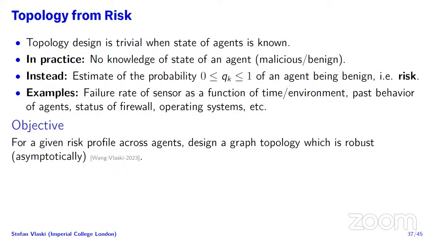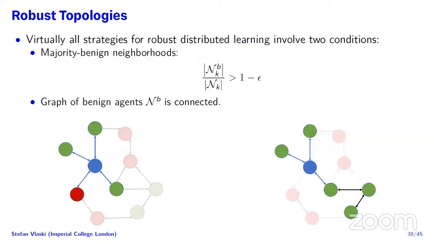Okay, so the question is, can we design a sort of graph that takes into account the risk profile of the individual agents that is more robust than just putting everyone together? Okay, so then the question becomes, what do I need, right?